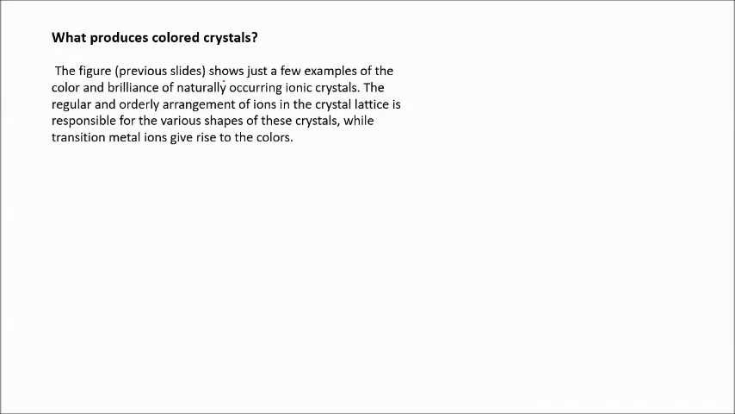The figure in the previous slide shows just a few examples of a color and brilliance of naturally occurring ionic crystals. The regular and orderly arrangement of ions in crystal lattice is responsible for the various shapes of these crystals, while transition metal ions give rise to the colors.